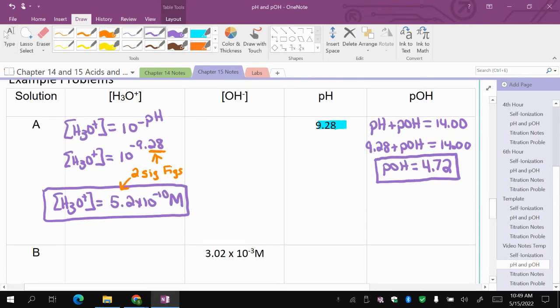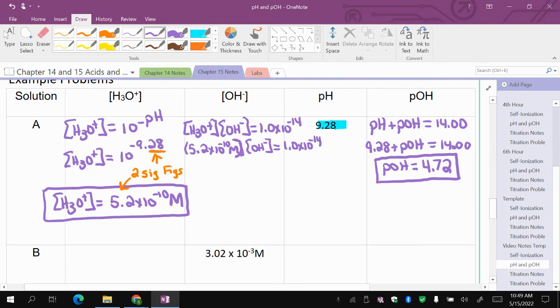And again, that's your choice. I'm just showing you different ways to go about this. And so I just found the hydronium ion concentration as 5.2 times 10 to the negative 10th molar. And so when I solve for my hydroxide ion concentration, that would be 1.0 times 10 to the negative 14th divided by 5.2 times 10 to the negative 10th.